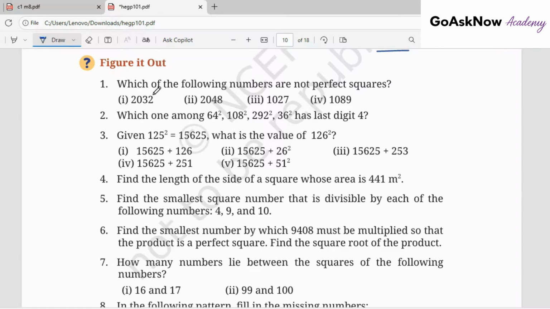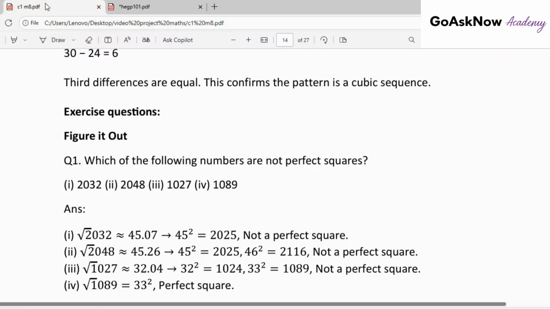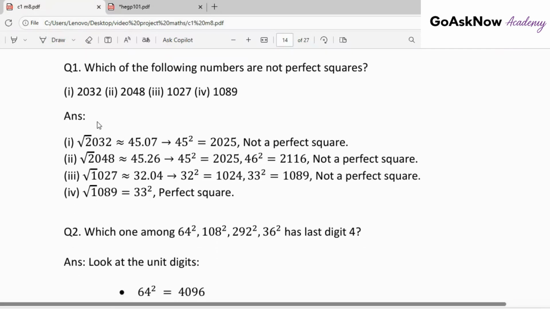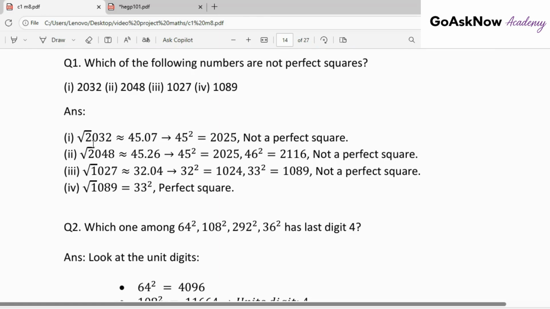Figure it out. Which of the following numbers are not perfect squares? Let us find the answer for this. First one is the square root of 2032, which is approximately 45.07, which is not a perfect square.